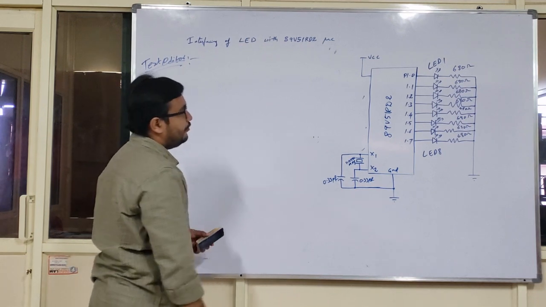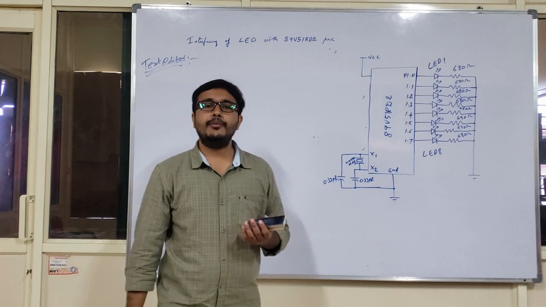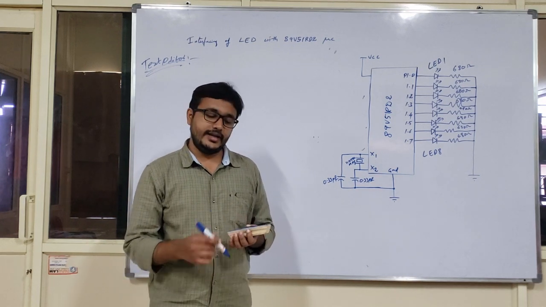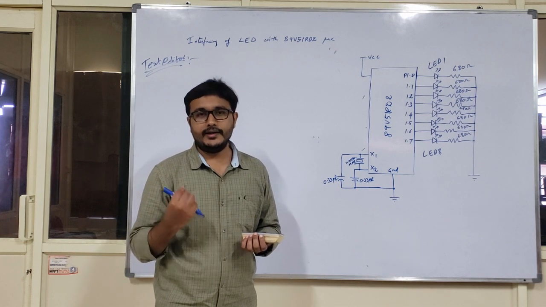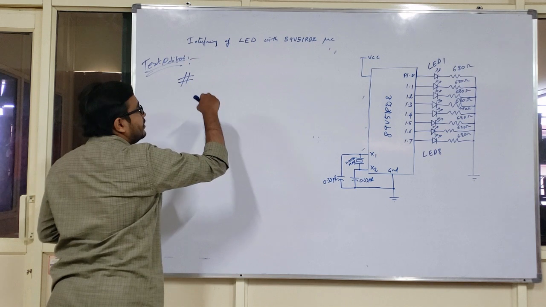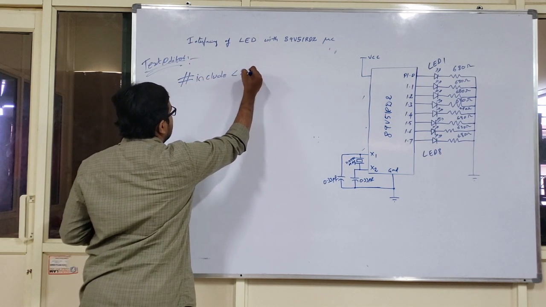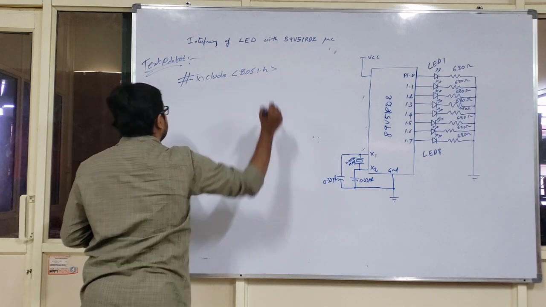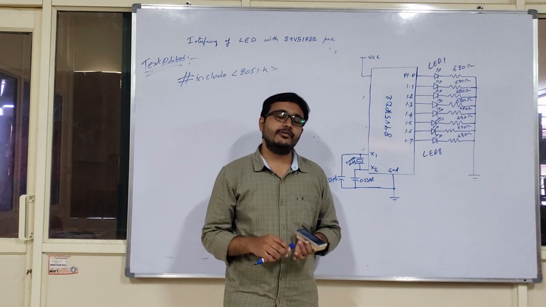Okay, so before writing any program, for example, if you are writing a program in the C language, the first and foremost instruction that you are going to write is including your header file. But here my header file will be include 8051.h. Okay, then what is the significance of including the header file?